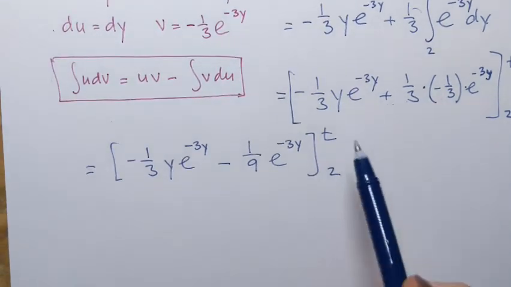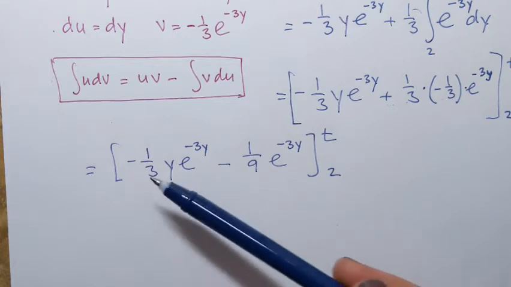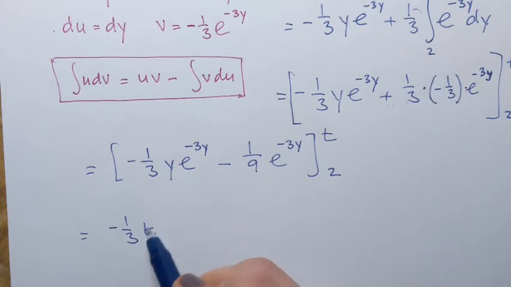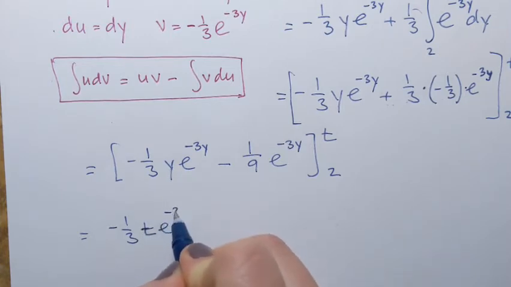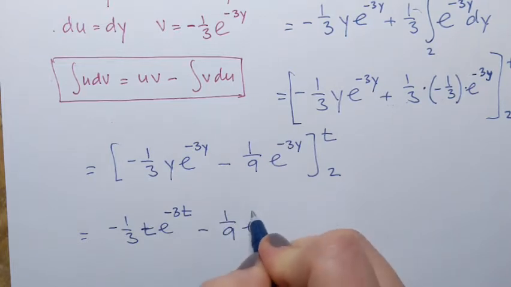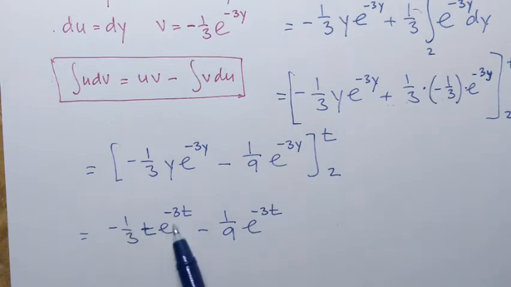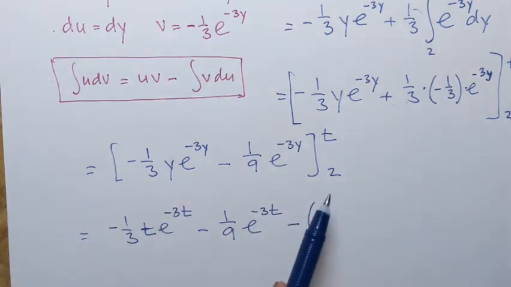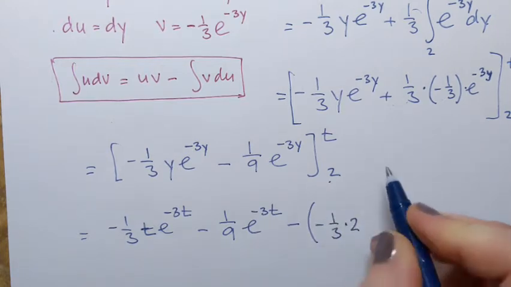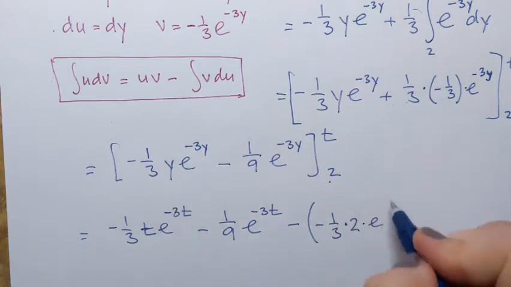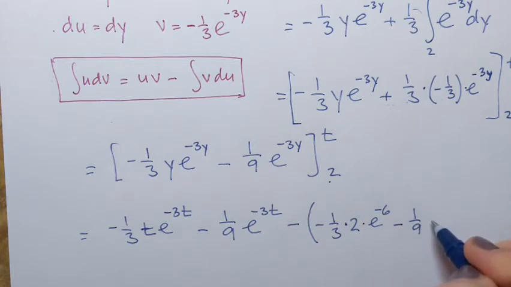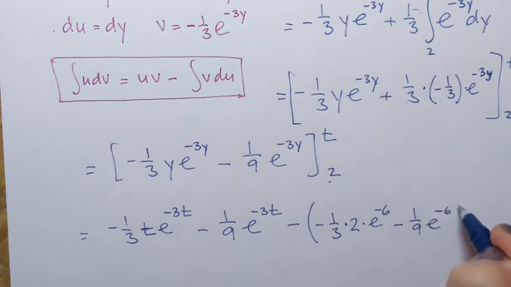Now to evaluate at t and 0, first we have to plug in t for every y. So it's negative 1/3 t e to the power negative 3t minus 1/9 e to the power negative 3t, right? So that's first, and then minus, and then I am plugging in 0 for every y. Negative 1/3 times 0 times e to the power negative 0 minus 1/9 times e to the power negative 0.